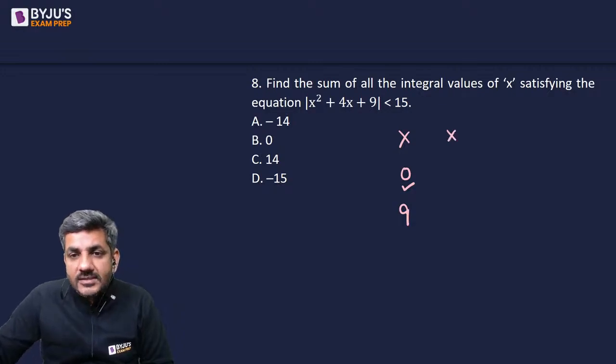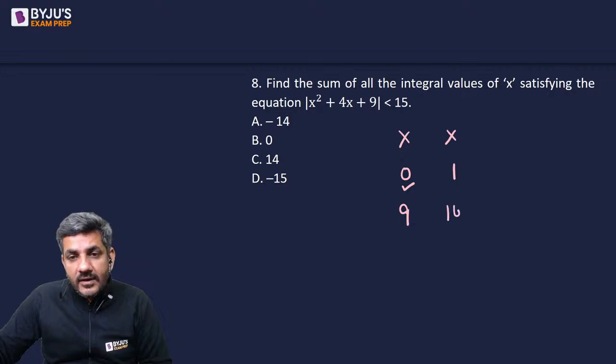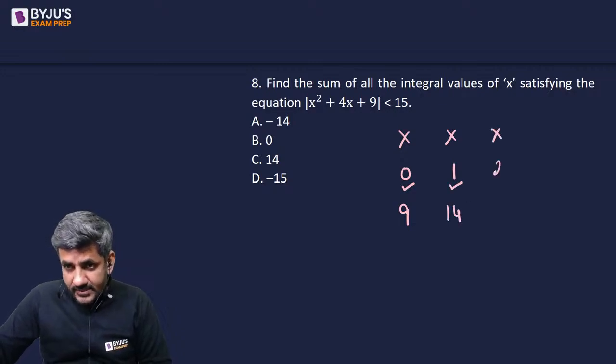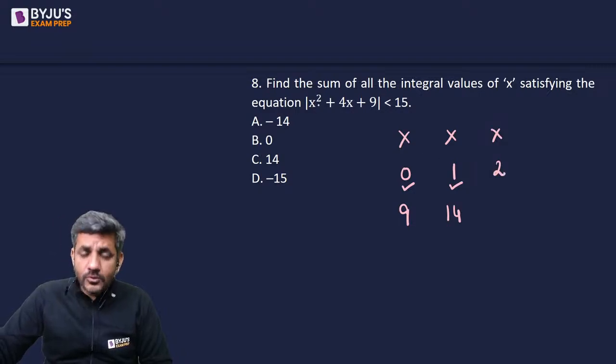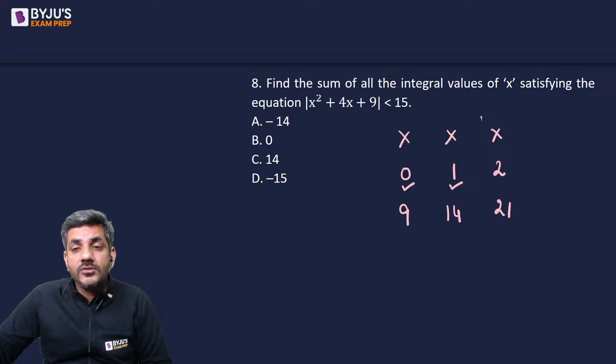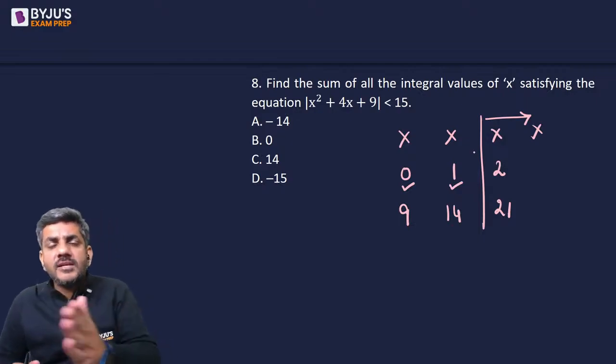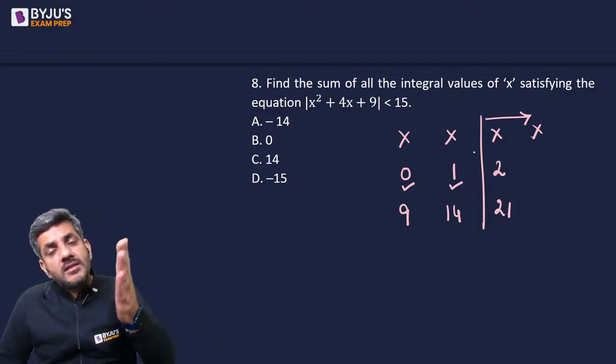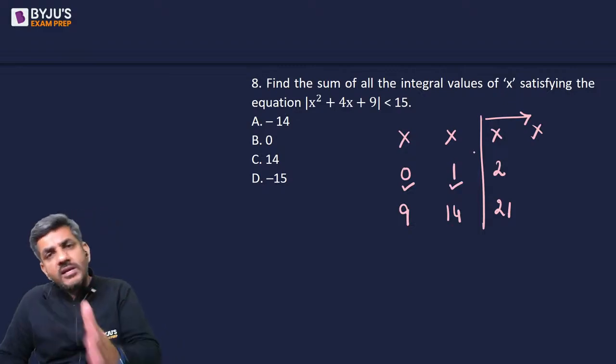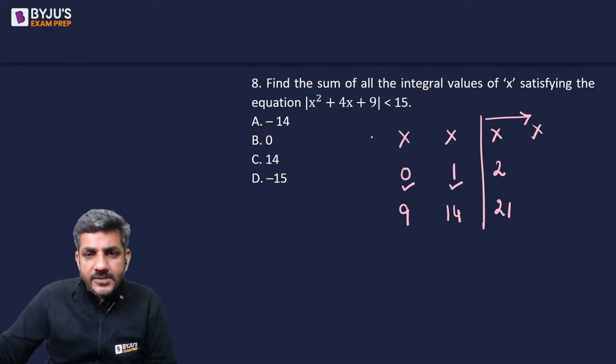Let's try to put x as 1. So 1 plus 4 plus 9 that is equal to 14. That is also less than 15. It satisfies. Let's try to put x is equal to 2. 2 square 4 plus 8 that is 12 plus 9 21. No, it is not valid. So after 2 the values are not going to satisfy because it is very clear. As you increase x, x square will keep increasing and 4x will also increase, so further it will only increase.